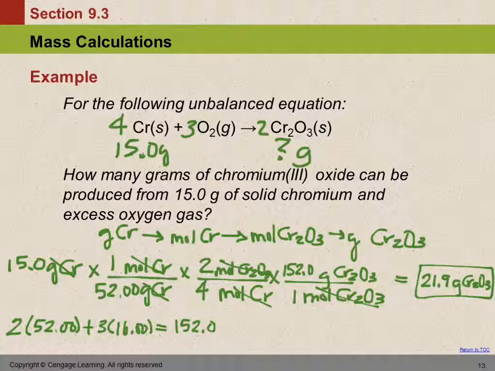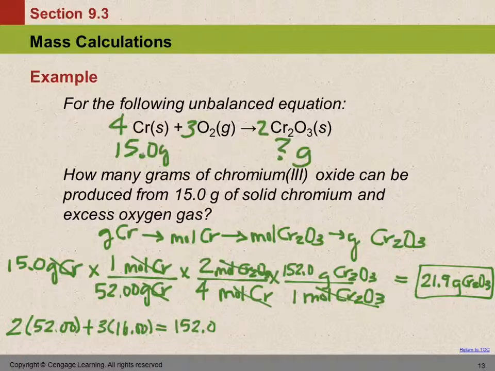That was gonna be my next question. So no matter what the problem is, it's always going to be grams to moles to moles to grams. If you're given a mass and they ask you for a mass, it's always grams to moles to moles to grams. Grams of what they give you, to moles of what they give you, to moles of what you want, to grams of what you want. Always the same. Okay? Any other questions? Because this is an important topic, and so it's important that you understand what we're doing.